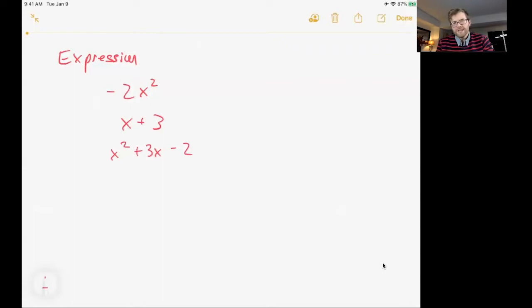An expression is essentially a combination of numbers and variables and operations. They can be added together. They can multiply things together. That's an expression. Okay, so that's the first thing I want to talk about, this idea of having an expression.